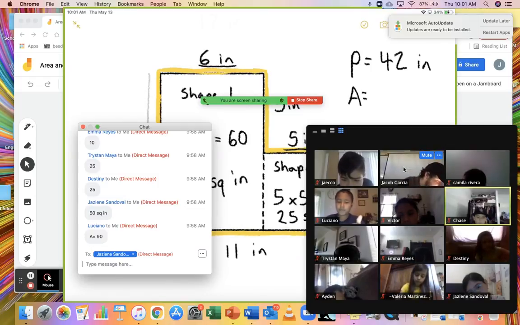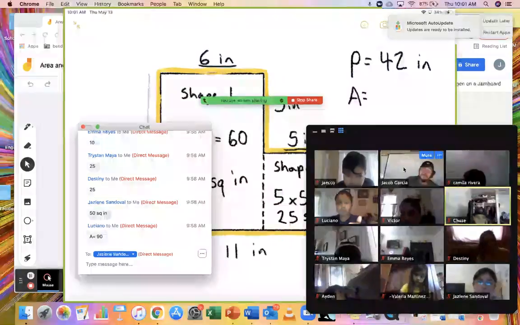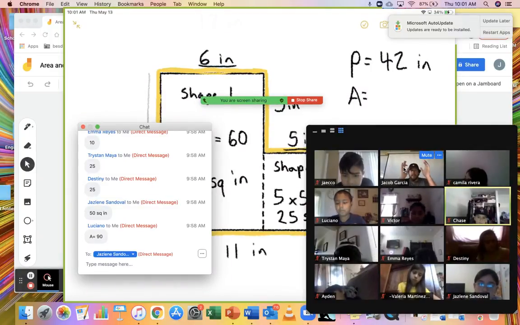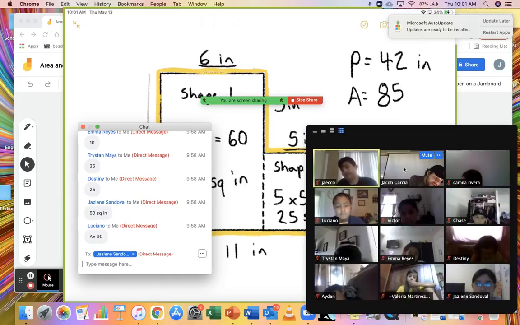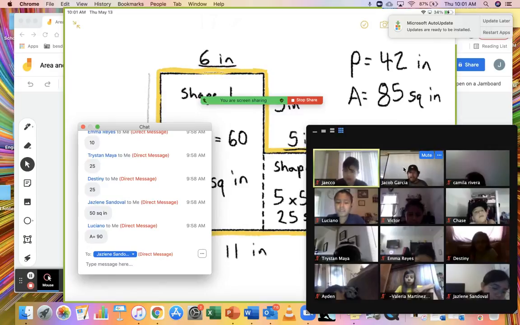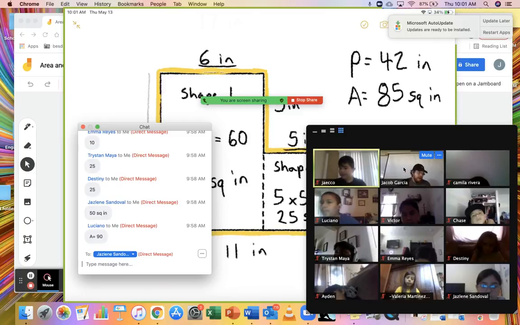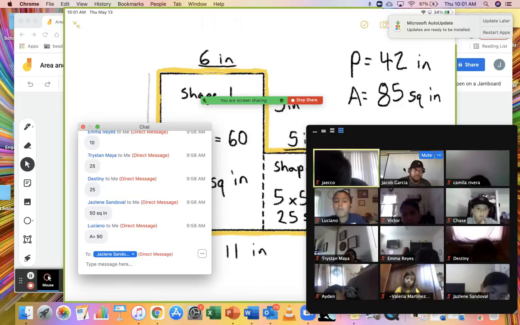Now we have 60 square inches in one and 25 square inches in another. And since it's just two shapes we're putting together, we just add them. So 60 plus 25 is 85 square inches. Perfect, everybody. And that is the area and perimeter of our shape. The hardest part is probably finding the missing sides, but the actual math part isn't too bad. It's kind of simple.